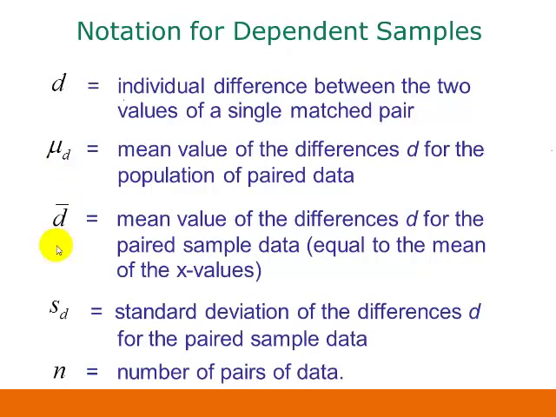D bar is the sample mean of the differences. In other words, when we take our sample, we'll have a certain number of pairs of values, we'll find the differences, and then from those differences we'll find the mean. Same thing with the standard deviation for the sample. This would be calculated from the list of differences, and we would just find the standard deviation for that list. And n is going to be our sample size, which is going to be the number of pairs of data.